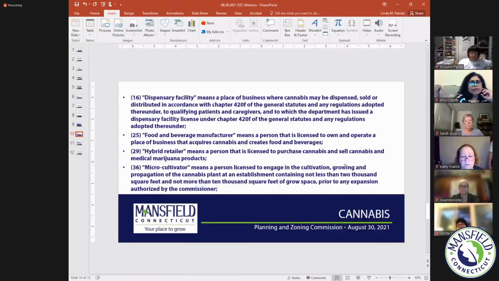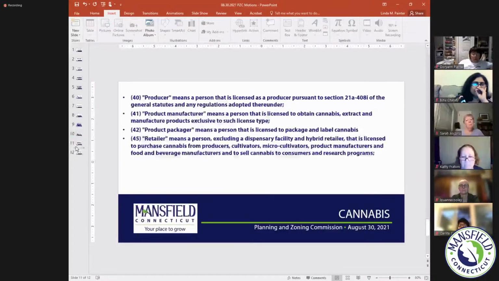Food and beverage manufacturer. So you can create food and beverages using cannabis. We also have packagers, product manufacturers, producers, and I believe producer, just for the record, is essentially the medical marijuana producer. That's not clear when it refers to another section of statutes, but I believe that is what they are referring to. And so a retailer does not include the dispensary facility and hybrid retailer. So for example, if the dispensary in town expanded to become a hybrid, that would not be subject to the one retailer per community. And it gives you the definition there in terms of licensing.